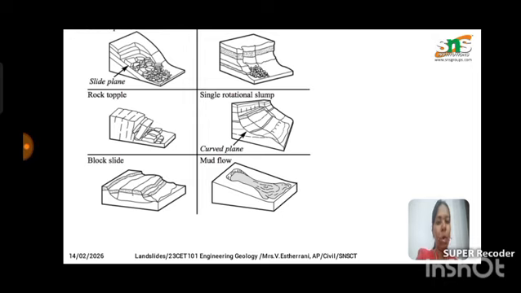Next one is the block slide. Block slide is nothing but the movement of one area of the rock to another area. Next one is mud flow. Mud flow is nothing but the soil movement from the upward to the downward. Mud flow happens due to heavy rainfall.